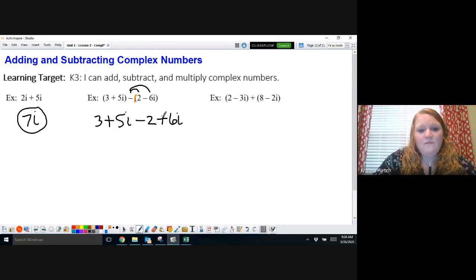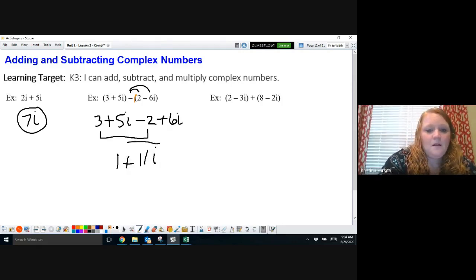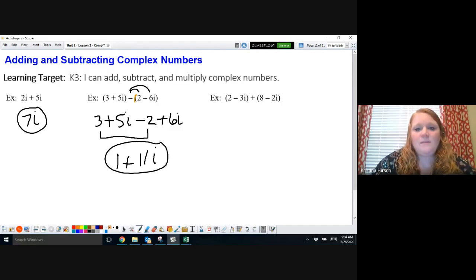All right, but now that we've distributed that negative, now we can combine our like terms. So 3 minus 2 is 1, and then 5i plus 6i is 11i. All right, and then always make sure you're in standard form, which is real and then imaginary.